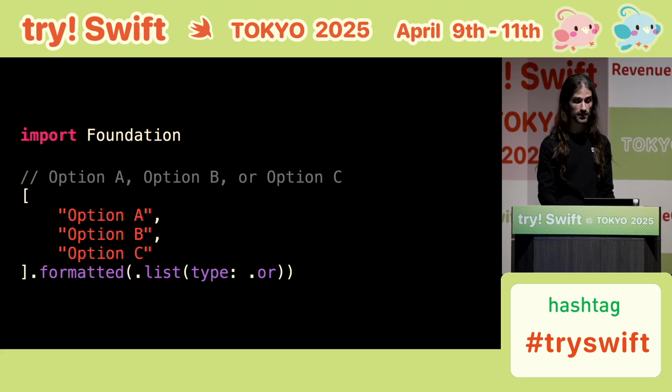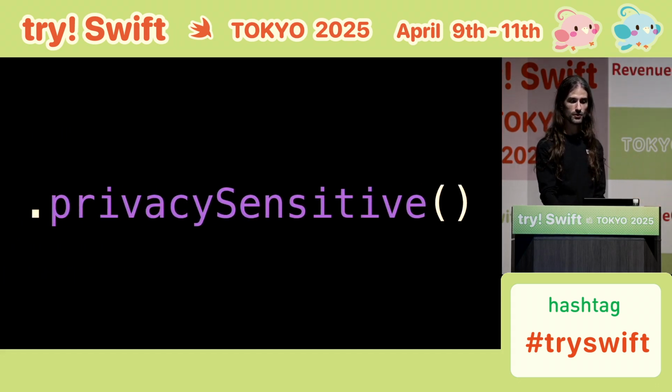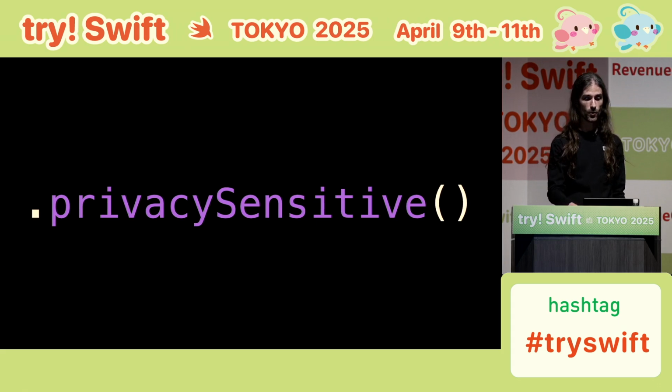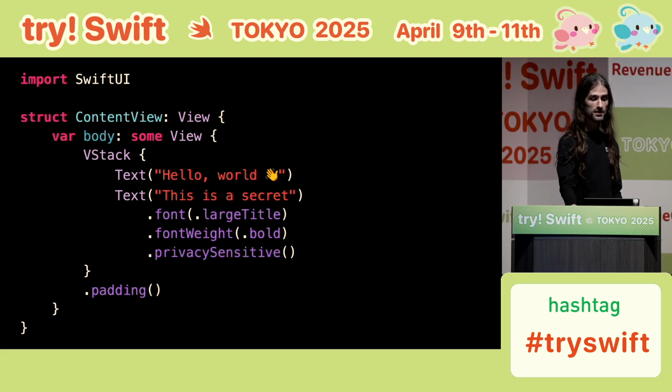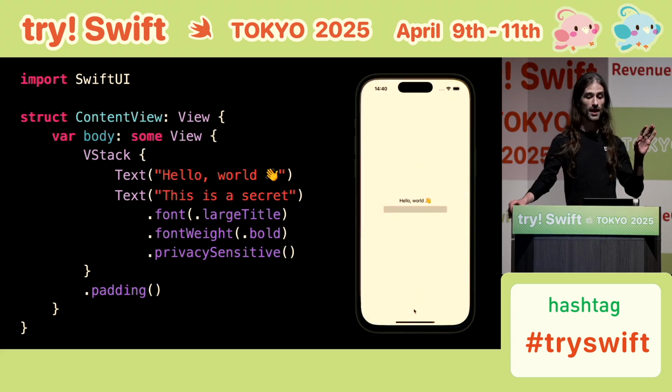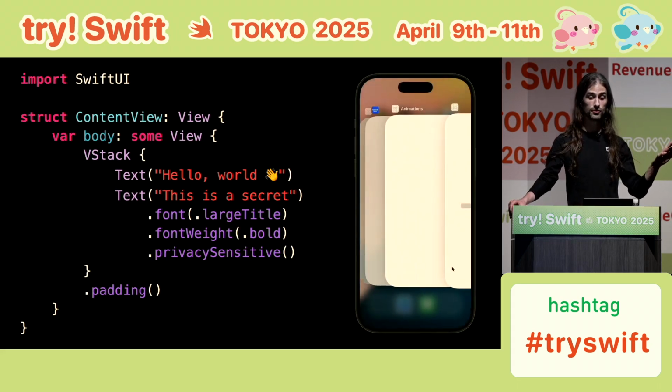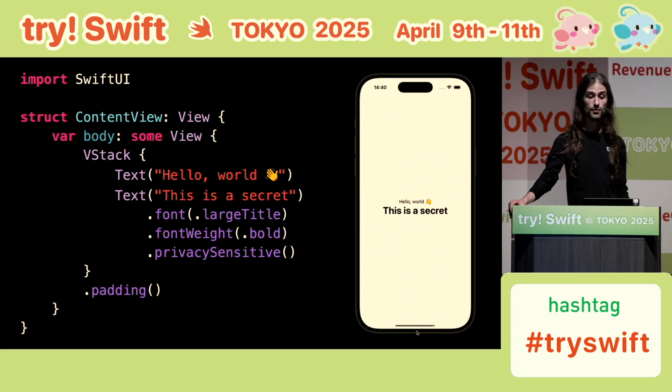You've got all of that in one line and available since iOS 15. On a totally different topic, you also have in SwiftUI a great modifier called privacySensitive, which you can apply to any view. What this modifier does is that as soon as the app leaves the foreground, the content of the view gets hidden.